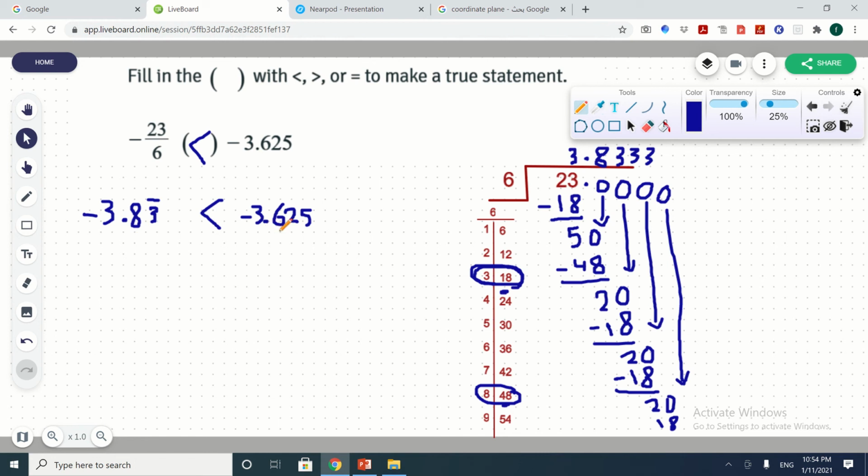So 6 is the smaller in the whole numbers, the normal numbers, but the negative it will be greater than the other one.